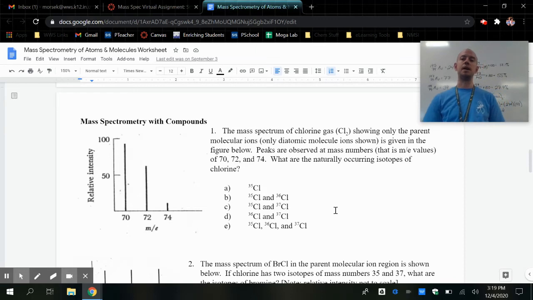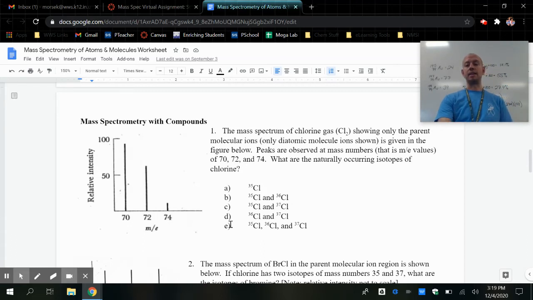When I have C, I could take a chlorine 35 and a chlorine 35, put them together to make a chlorine 70. I could take a chlorine 37, a chlorine 37, put them together to make a chlorine 74. I could also take a 35 and a 37, and when they combine, it would give me a chlorine 72. So by using just these two isotopes, I can make all of the different mass spectrum peaks that we see on the graph.